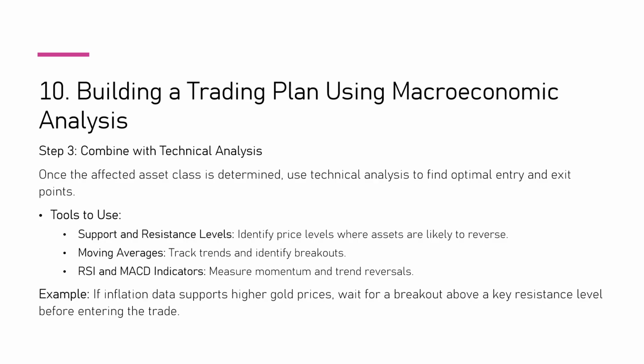After identifying the dominant macroeconomic factor and its impact on asset classes, the next step is using technical analysis to optimize trade entries and exits. Key tools include support and resistance levels to identify price reversals, moving averages to track trends, and RSI or MACD indicators to measure momentum. For example, if inflation data suggests higher gold prices, traders should wait for a breakout above a key resistance level before entering a position. Combining macroeconomic insights with technical analysis allows traders to make more informed decisions, improving timing and risk management.